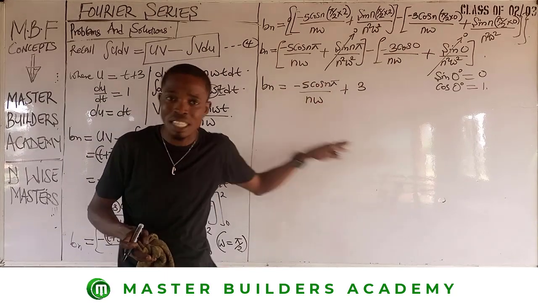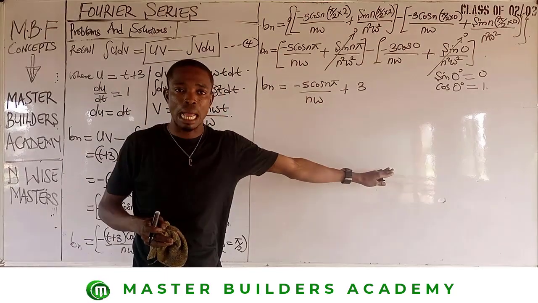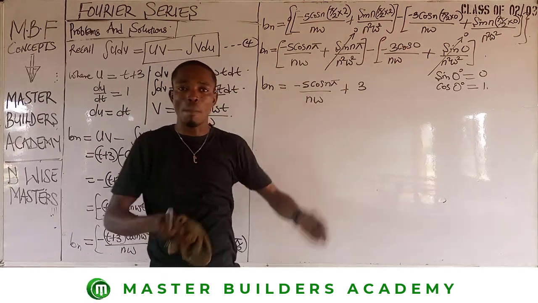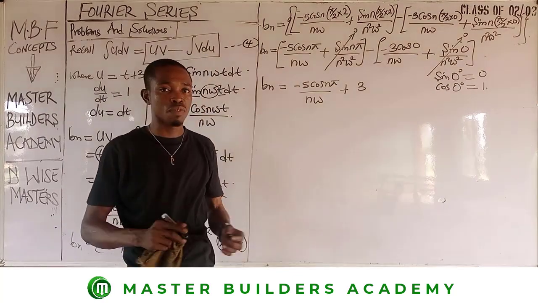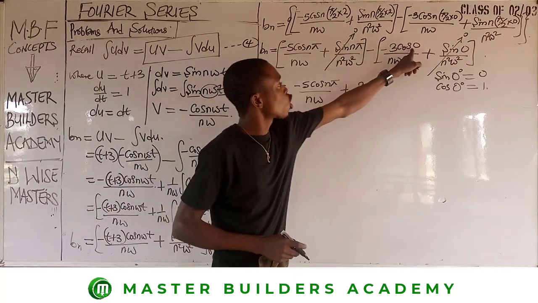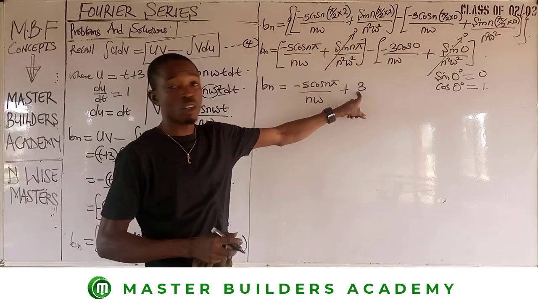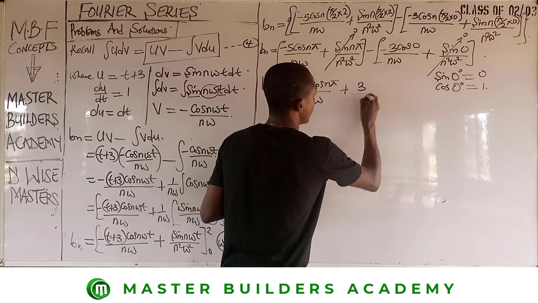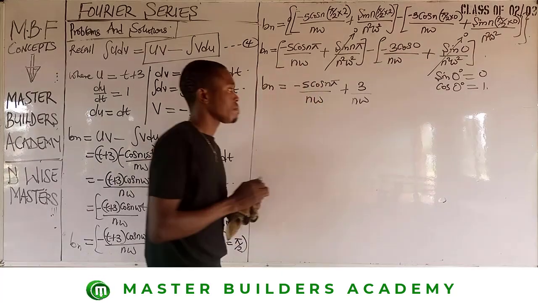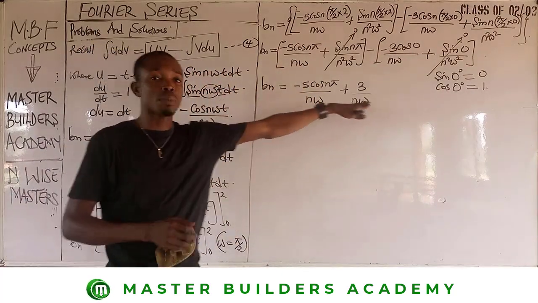We don't need to start wasting our time looking at what we know is already 0 by trying to simplify it further. There's no need for that. Okay? Now, then the cos of 0 is 1. So 3 times 1 will give us 3. Minus times minus turn this to positive 3, all over n omega. All we need to do now, the denominator is common.